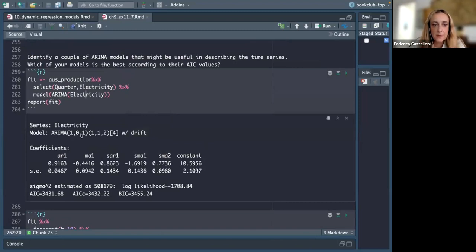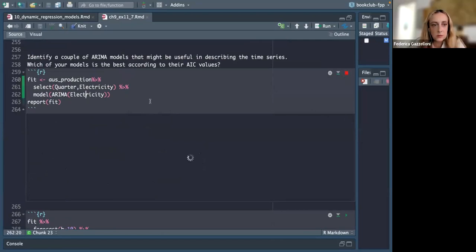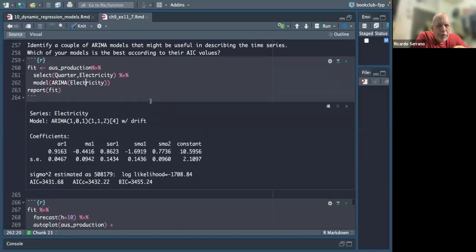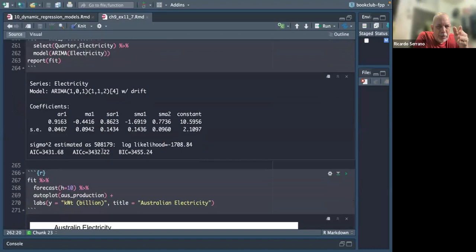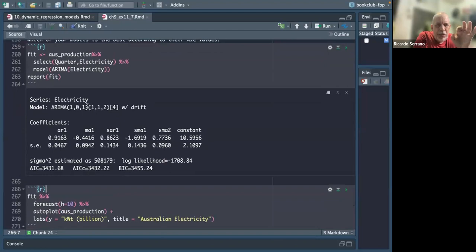ARIMA 101, and then 112, period 4 with drift. So what it's saying there is that the middle parameter for the first parenthesis says that there's no need for differencing, you know, the simple differencing, the value and the previous value. But then it says that in the seasonality, yes, you need a differencing. So it's only applying an order one, and it's on the seasonal. And that's the model that the ARIMA found is the optimum model.